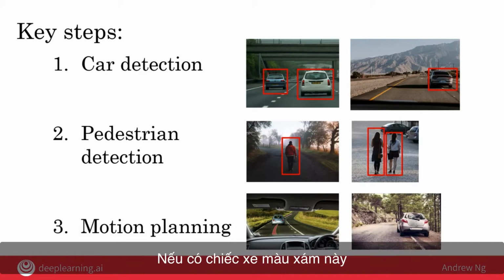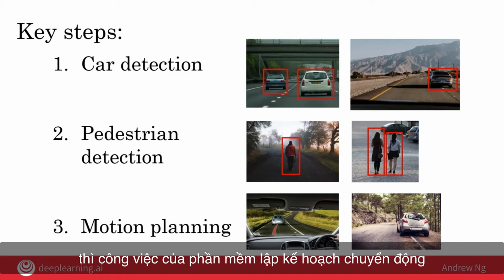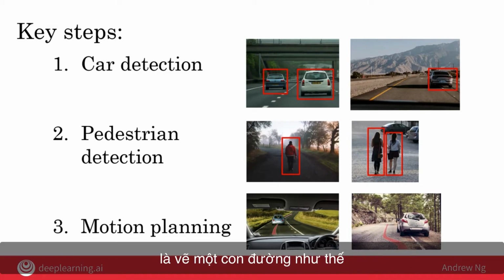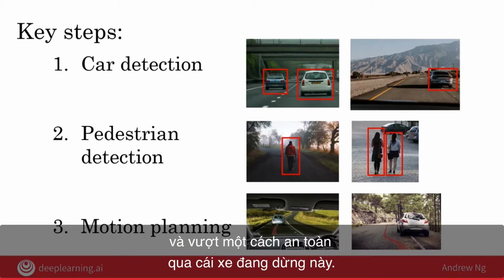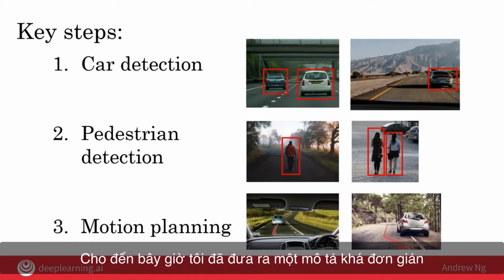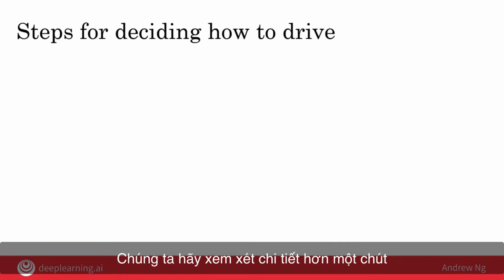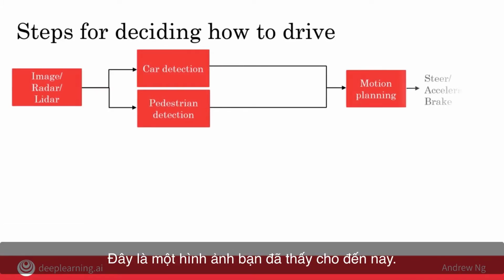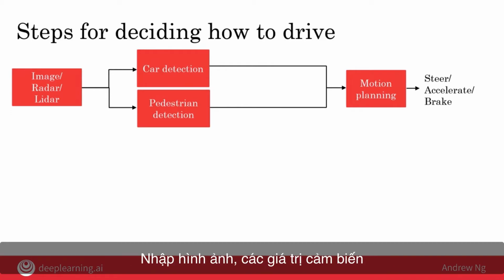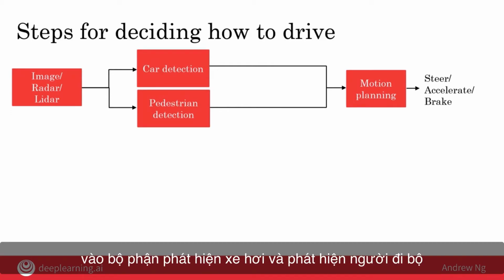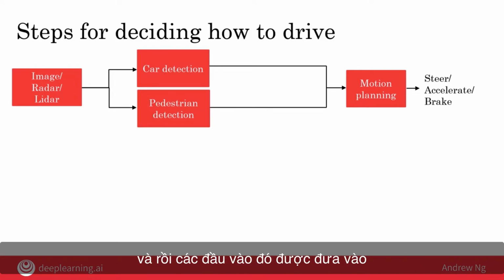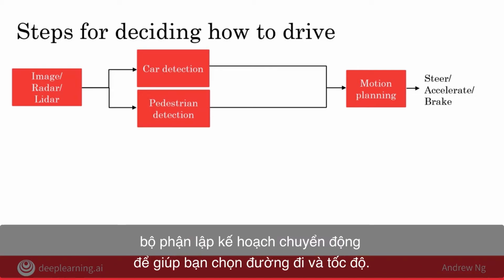Here's another example. If there's this gray car parked on the right side of the road, so you want to overtake this stopped car, then the motion planning software's job is to plot a path like that to let you veer a little bit to the left and safely overtake a stopped car. So far, I've given a rather simplified description of self-driving as comprising mainly these three components. Let's look at a bit more detail of how an actual self-driving car might work. This is a picture you've seen so far. Input image, radar, LiDAR, sensor readings, do car detection and pedestrian detection, and that is then fed to motion planning to help you select your path and speed.